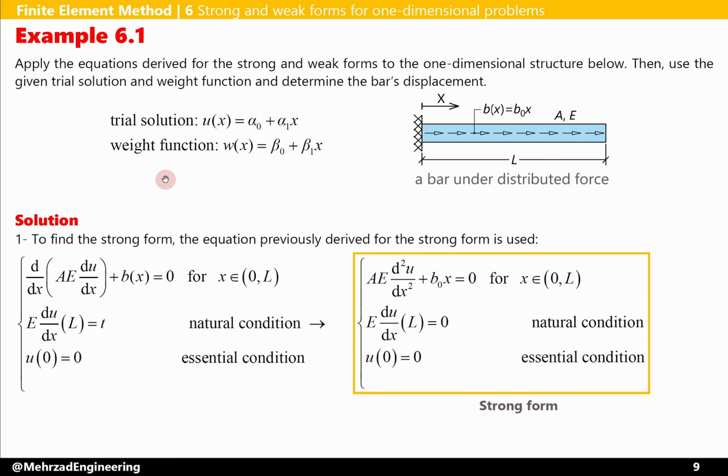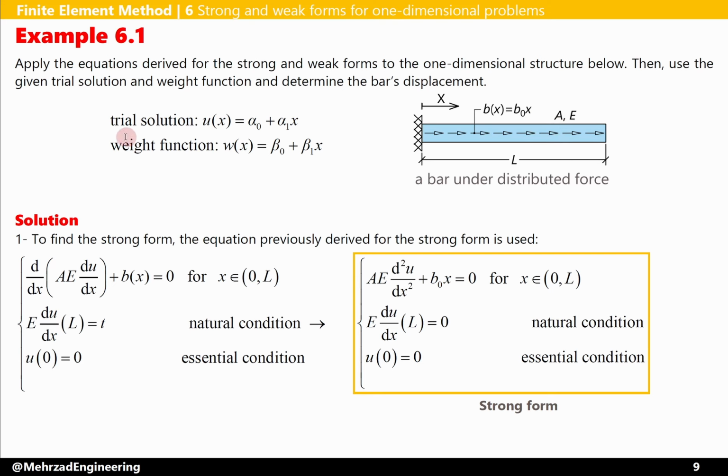Now we want to solve an example, example 6.1. Apply the equations derived for the strong and weak forms to the one-dimensional structure below. Then use the given trial solution and weight function and determine the bar's displacement. In this example, we have a bar under distributed force of b0 times x. The cross-sectional area of this bar is constant along the length and it is equal to A, and the elastic modulus of the material is E.